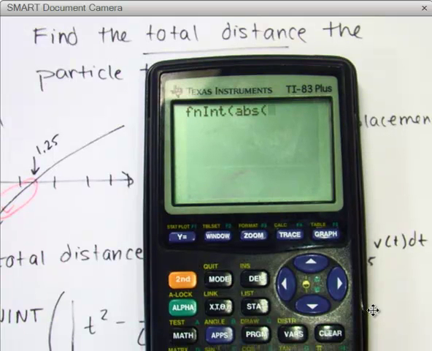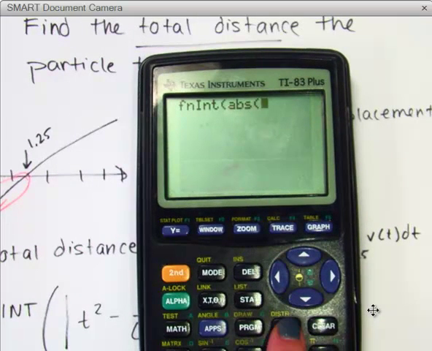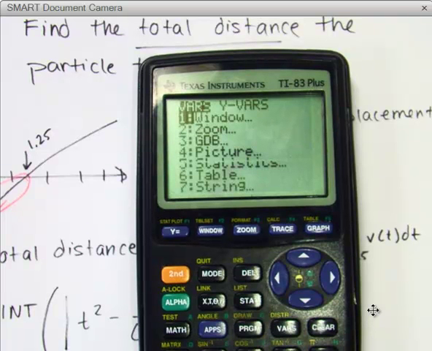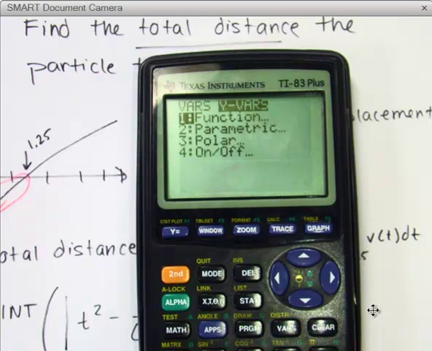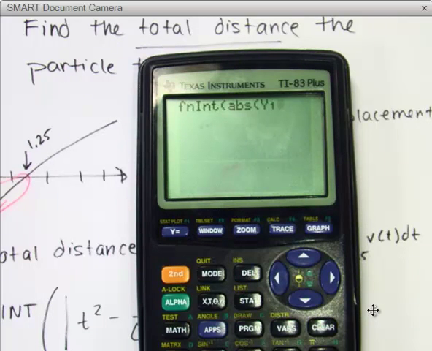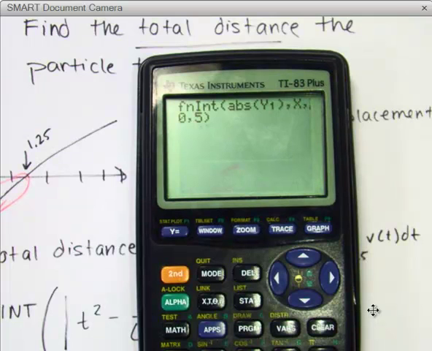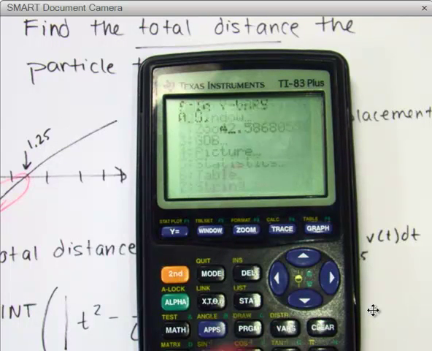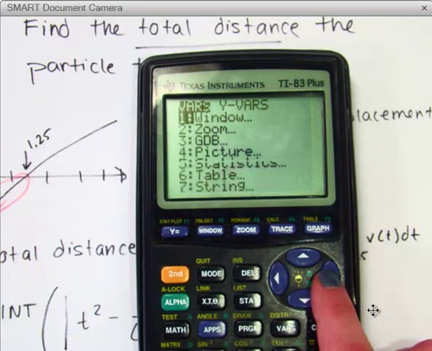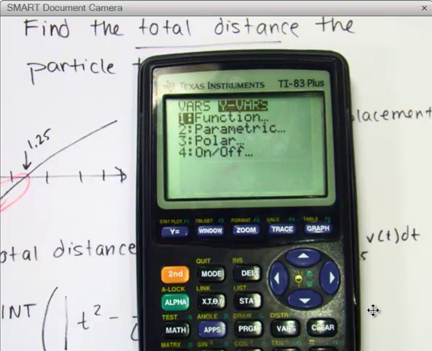And then to pull up the equation, instead of typing it in here again, I'm going to hit the VARS button. Then I'm going to arrow over to Y-VARS. Hit 1 for function. And that enters whatever function I had typed in Y1. Close out the parenthesis for the absolute value, comma x, comma 0, comma 5. So to get the Y1 again, you hit VARS, arrow over to Y variables, and then function.